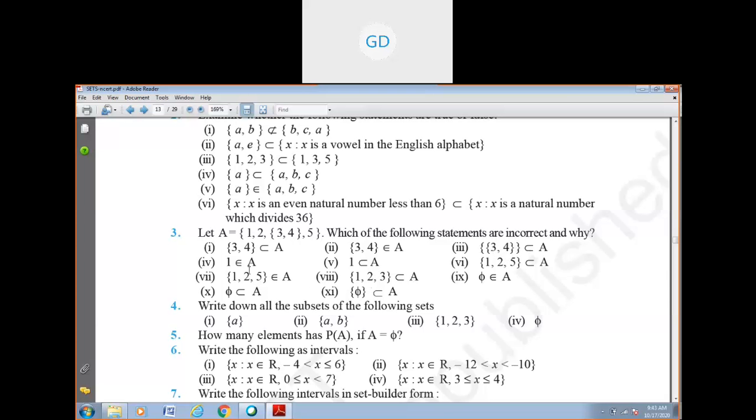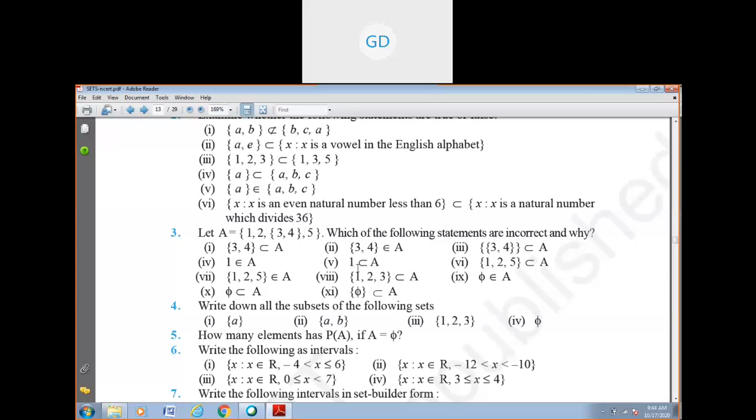Number 4, 1 belongs to A. Yes, true. 1 is an element of A, so 1 belongs to A. 1 is a subset of A is false because 1 is an element of A. So an element cannot be a subset of a set. An element may or may not belong to a particular set. So 1 belongs to A, but 1 is not a subset of A. If we put second bracket here, then it will be correct. So this is an element, and an element cannot be a subset of a particular set.